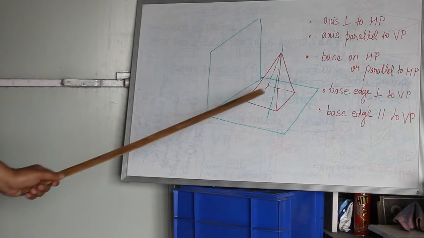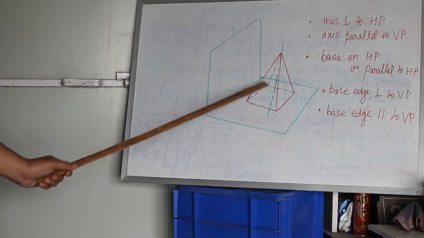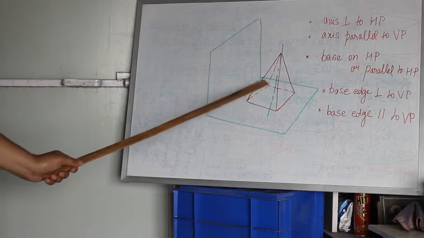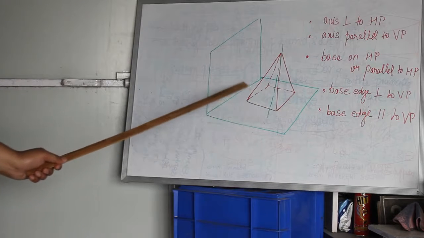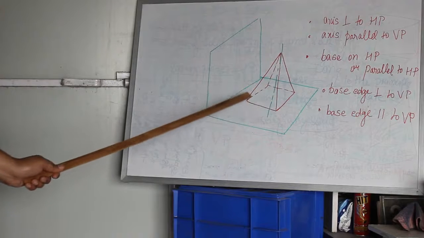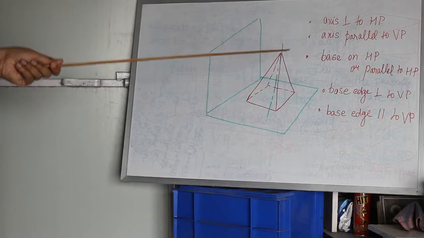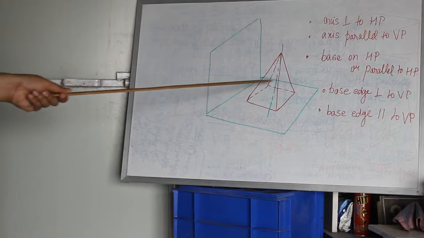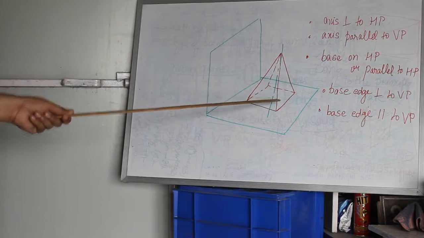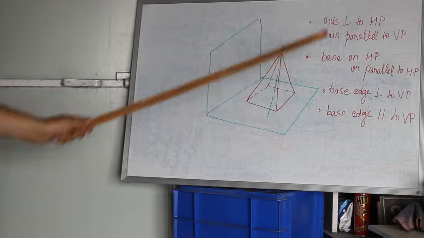These assumptions are, I've taken the base of the solid on HP. So it could be the base on HP or the base is parallel to HP, right? The square base of the square pyramid is on HP, or the square base of the square pyramid is somewhat above the ground, above the horizontal plane. It means that the surface of the square pyramid, or the base of the pyramid, which is a square, will be parallel to the horizontal plane, uplifted from HP.